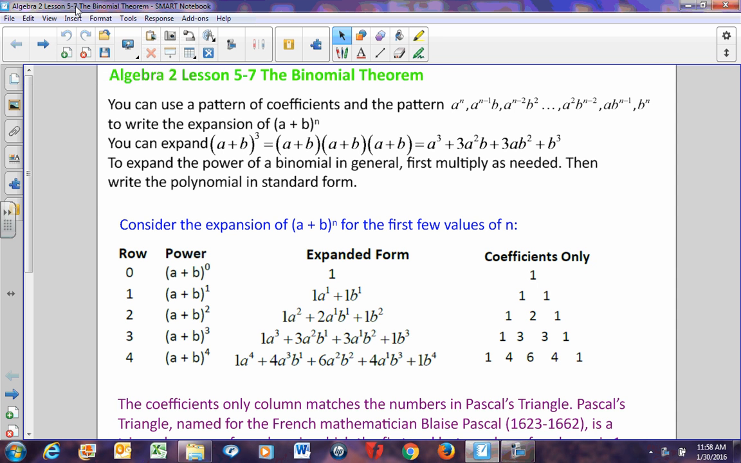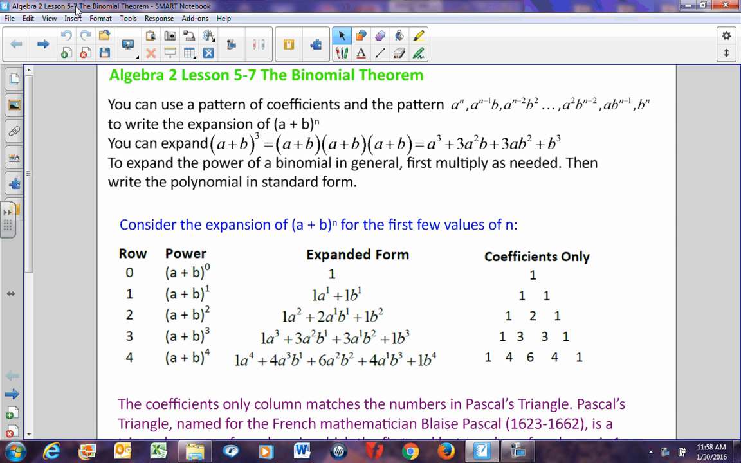This is Algebra 2, Lesson 5-7, the binomial theorem. You can use the pattern of coefficients and the pattern a to the n, a to the n minus 1 b, a to the n minus 2 b squared, etc., all the way through, to write the expansion of a plus b to the nth power.